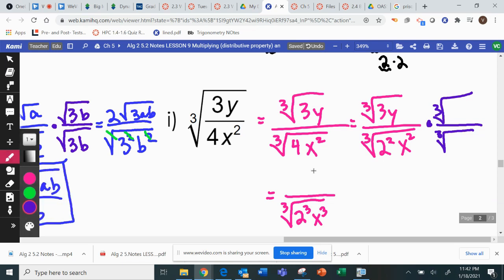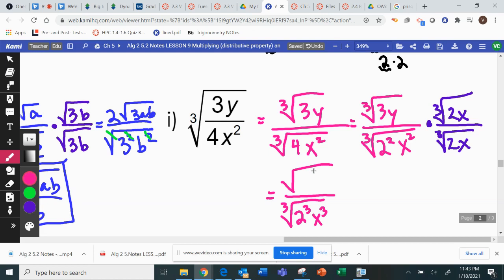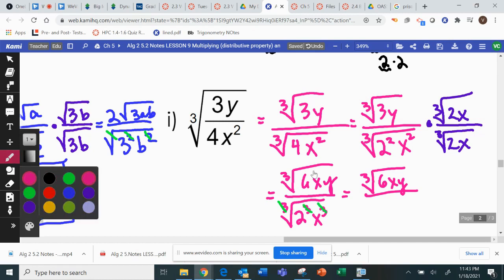So when I look here and I see 2 squared, well, I need another 2. When I see x squared, I need another x. So that's how I'm going to get 3 of them down there. So my numerator, I'll go ahead and multiply that together. I get the cube root of 6xy. In my denominator, these will cancel, and I will get 2x.